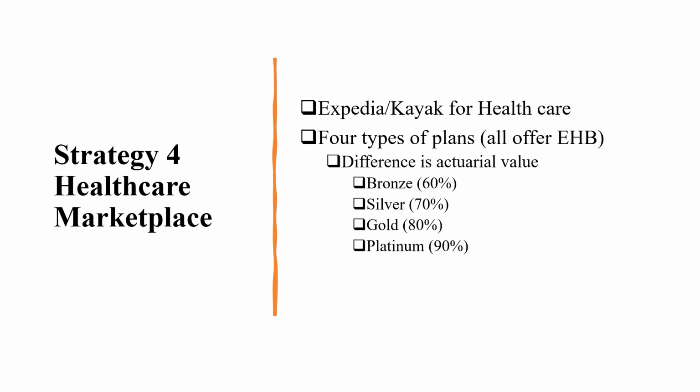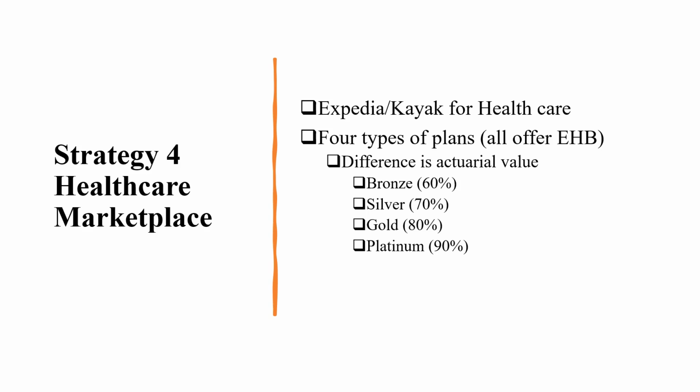But the actuarial values are kind of distinguished by metals. Bronze, actuarial value is 60%. Silver 70%, gold plan 80%, and then platinum plans are at 90%. Most people will buy 70%, it seems to be the most popular plan.